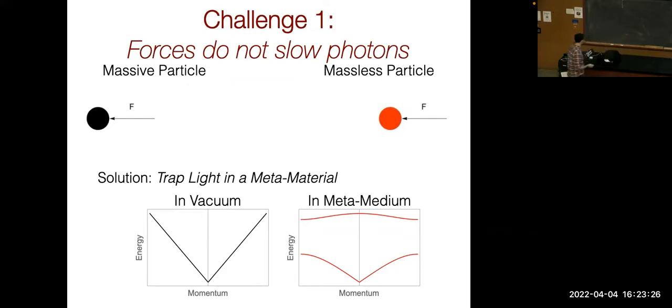And so the picture you should then have in mind is I need to trap my light in some medium that changes the energy momentum dispersion and thus makes the photons act as though they have a mass and can respond to forces by speeding up and slowing down. Okay, that's challenge number one. We've solved it.